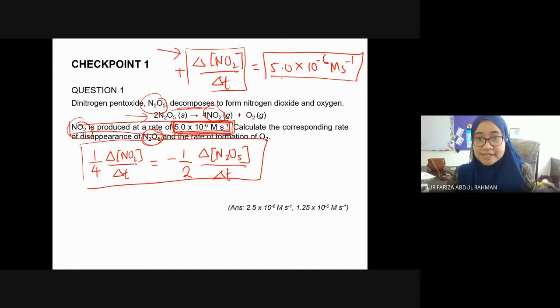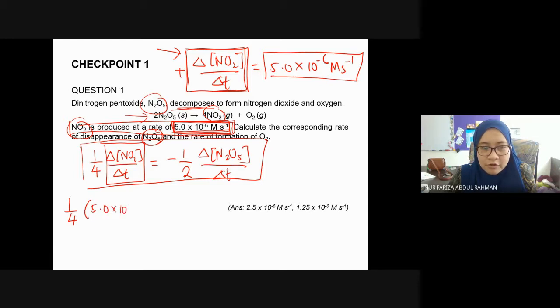So kita ambil this information, masukkan dekat dalam apa yang kita ada ni. Bukankah this one is the same as this? Sama kan? So, sama kan atas bawah tu? 1/4. So saya pun masuk 5.0 times 10 to the power of negative 6 ms negative 1. Okay, is equal to 1, 2 delta, alamak. Buruk lah tulisannya.